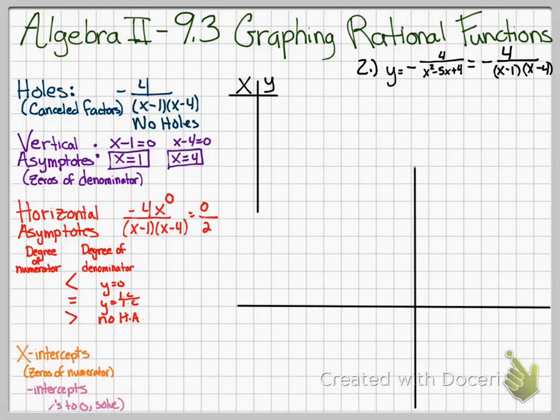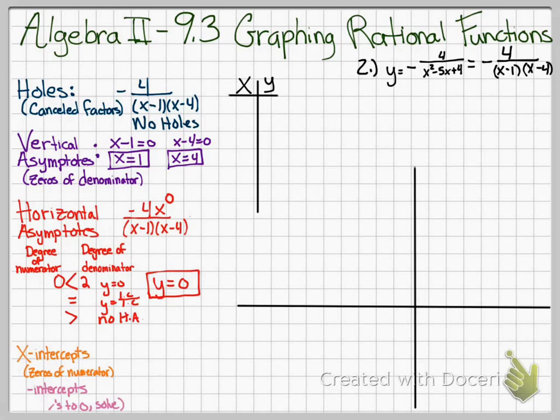Okay, so 2, being the denominator, is greater than 0. In that case, the degree of the denominator is going to pull our fraction ever closer to being 0, but it's never going to allow it to be. So our horizontal asymptote will be y equals 0. This will happen every time the degree of the denominator is greater than that of the numerator. All right, let's jump down to our x-intercepts.